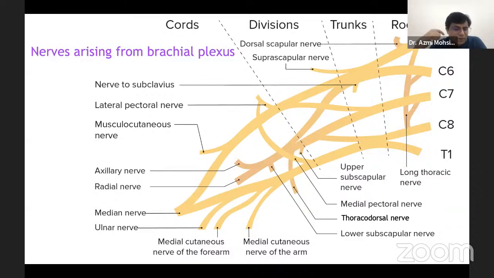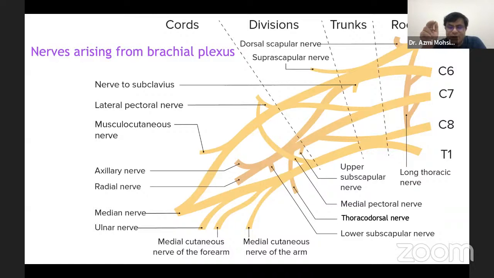Then suprascapular nerve, it's very important. Remember, it will descend downwards and laterally along the superior border of the scapula, and there is this suprascapular notch bridged by a suprascapular ligament. So this nerve will pass, N for nerve and N for notch, below the suprascapular ligament. A for artery, A for above. Suprascapular artery will pass above the suprascapular ligament.